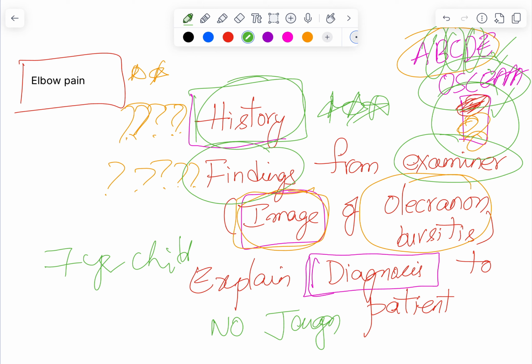So this is the elbow pain scenario. The key here is history. Rule out what are the blunders, what are the common diagnoses, and use the traffic light approach, and that will save you pass your exam, because nowadays it's not easy to get an exam date. So when you get an exam date, you have to go and smash the exam. You can't just take a chance and fail.